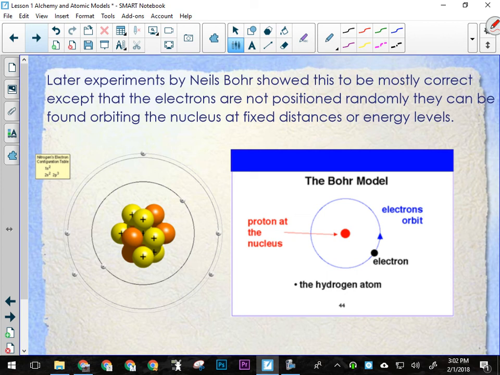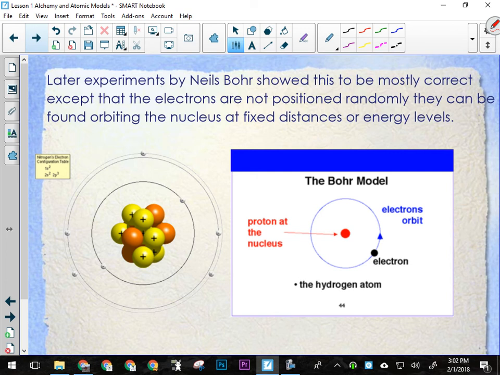But shortly after his model came out, another scientist who was doing studies on fluorescence and on how plants use chlorophyll discovered that electrons don't stay fixed distances from the nucleus. They can actually jump away and then fall back, jump away and fall back. So their distance from the nucleus isn't fixed. It can actually change based on how much energy the atom has.